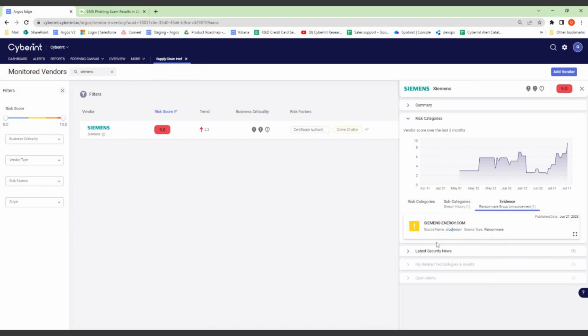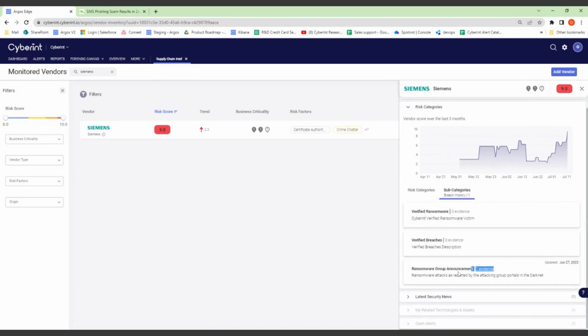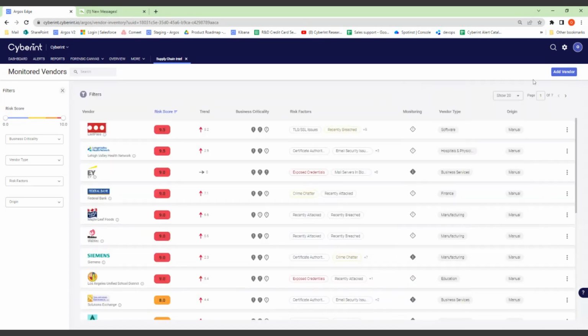So we don't see the news here. We don't see the confirmed breach here, but we see the evidence as soon as the ransomware group made it public. All of this evidence is being monitored in real time and can alert you when your vendors are being breached or when their probability of being breached becomes much higher.